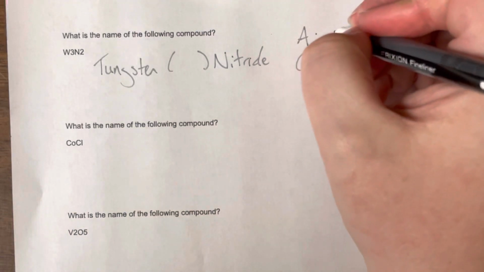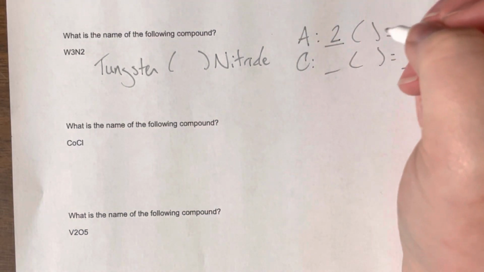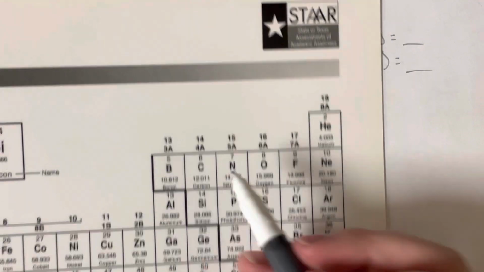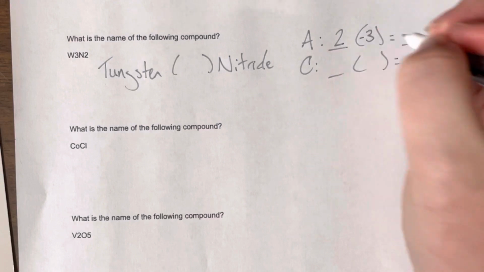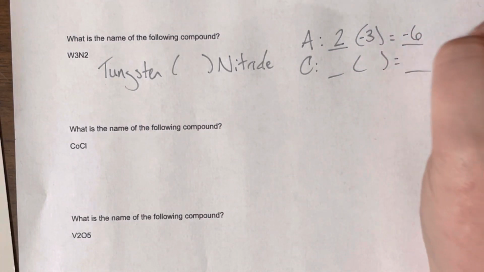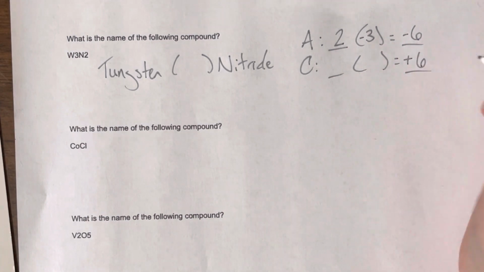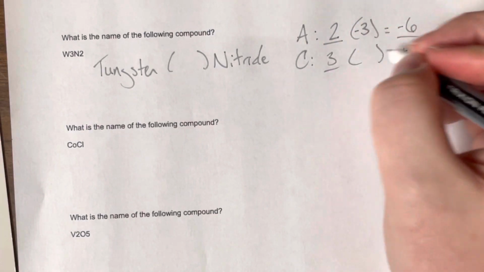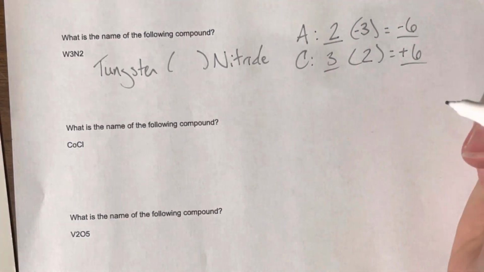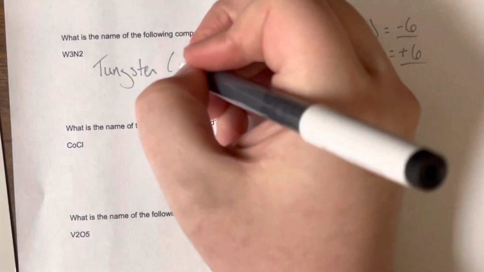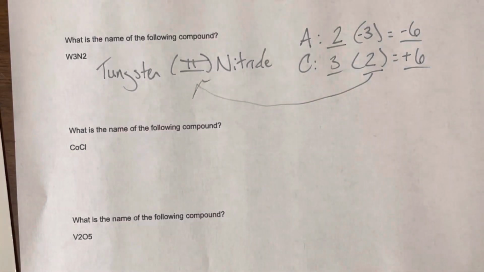Its subscript is 2. Nitrogen is in column 5, which means it has 5 valence electrons. It has 5, it wants 8, so it's going to steal 3. Stealing is bad, so I have a charge of -3. 2 times -3 is -6. Equal and opposite of -6 is +6. Tungsten's subscript was 3. 3 times what is 6? 3 times 2 is 6. Now all I need to do is translate this Arabic numeral into a Roman numeral. And the Roman numeral for 2 is II. So tungsten(II) nitride is the name of that compound.